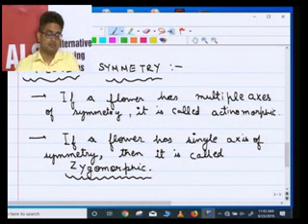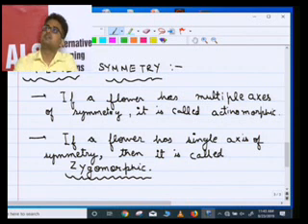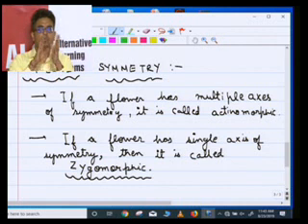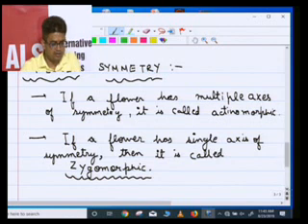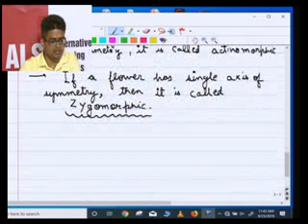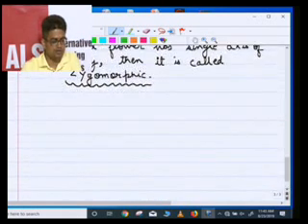How many of you have seen pea flowers? Flowers of pea or any other legume? Maybe you have seen, yeah, very good. Any pulses or any pea flower, if you carefully observe and try to open this flower, you can see that there is only a single axis of symmetry. Pea flower has only a single axis of symmetry.